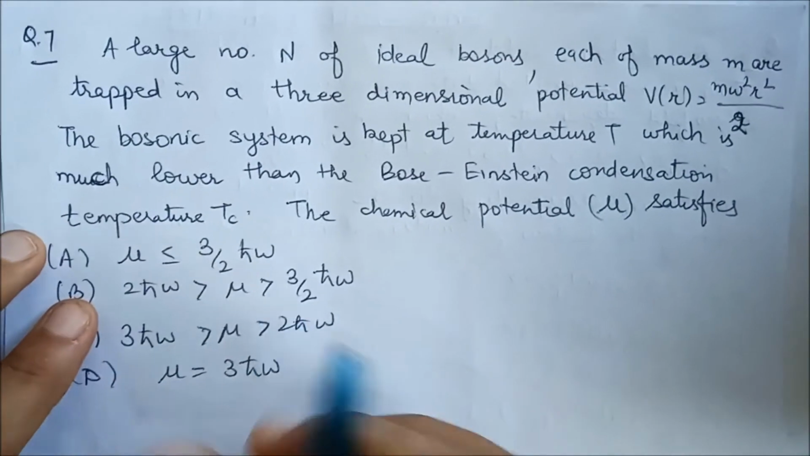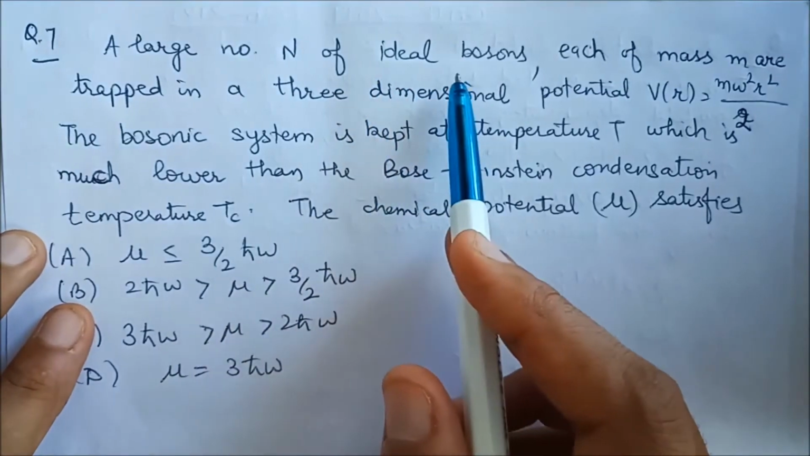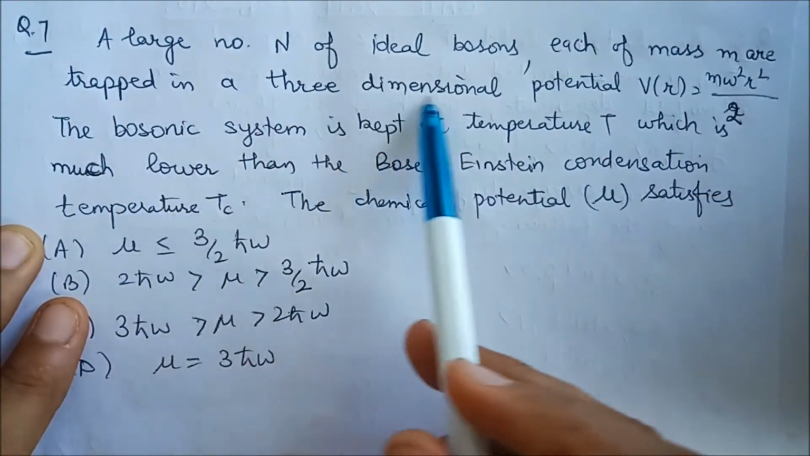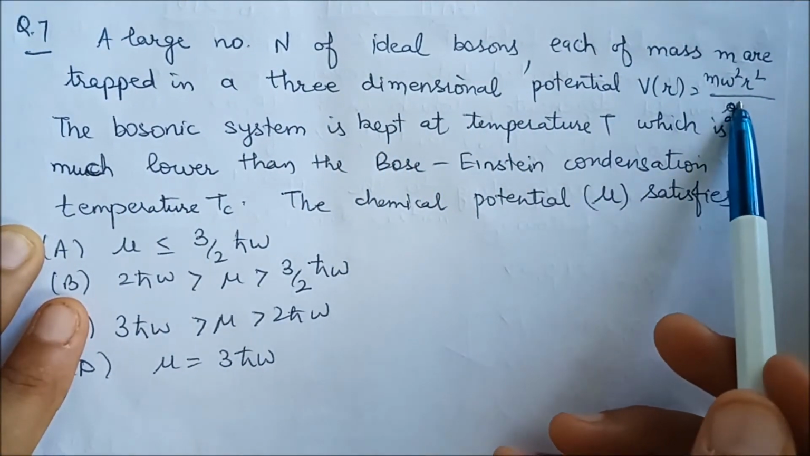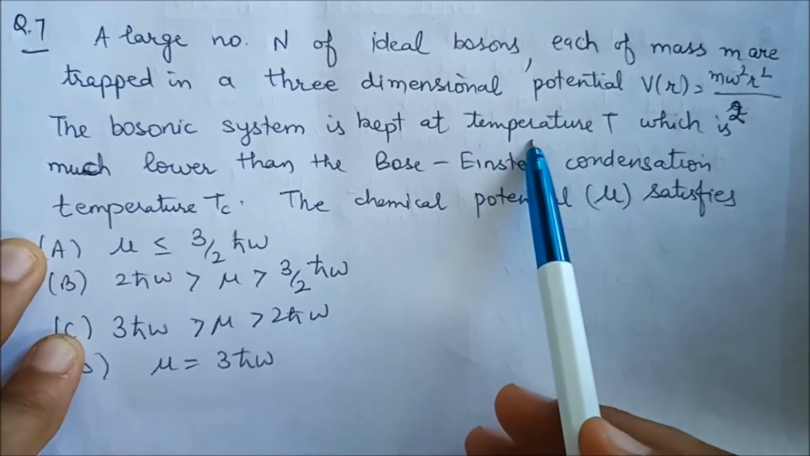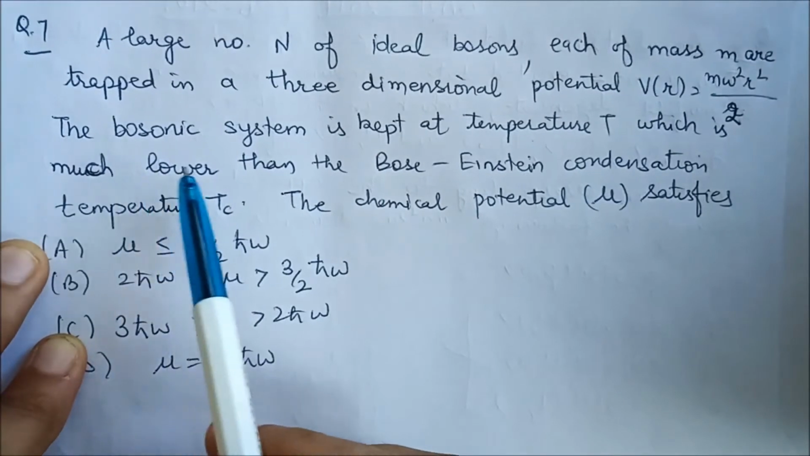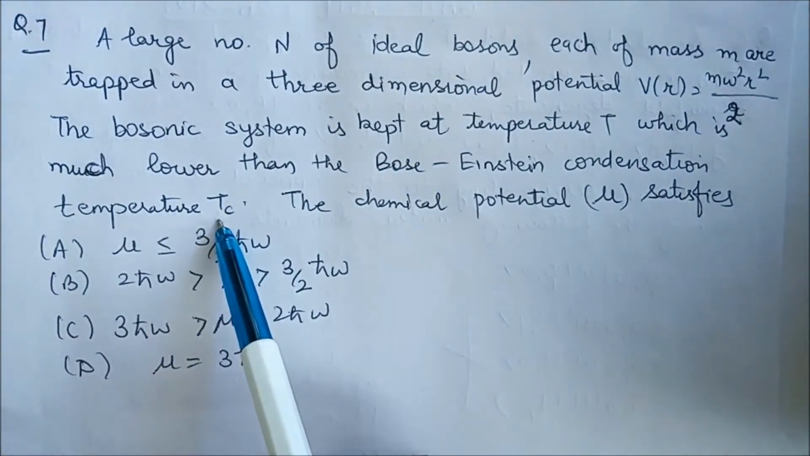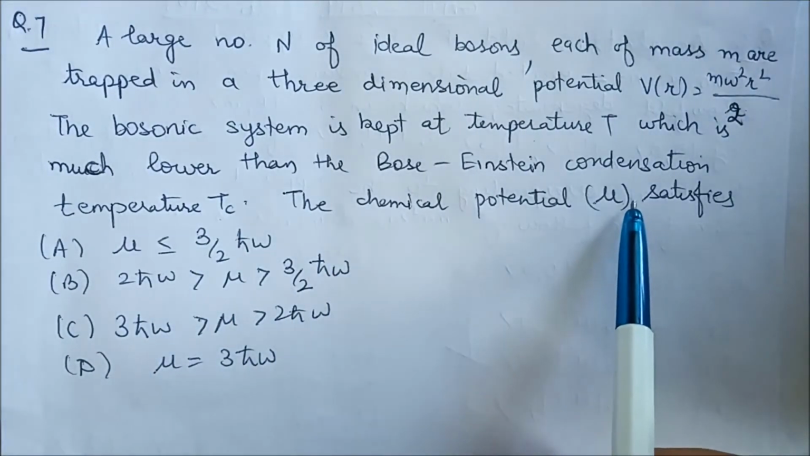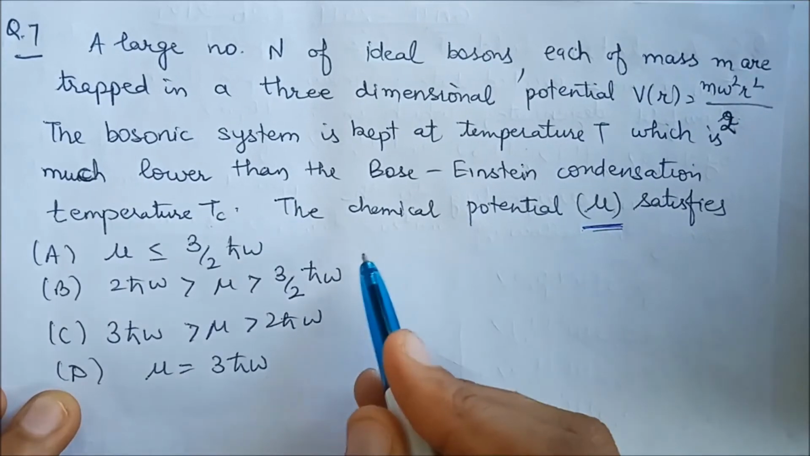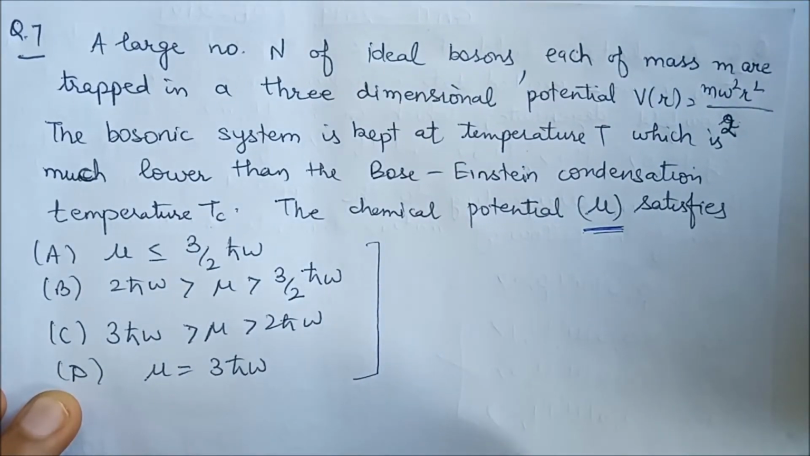Next question is question 7. A large number n of ideal bosons, each of mass m, are trapped in a three-dimensional potential V(r) equal to m omega square r square over 2. The bosonic system is kept at temperature T, which is much lower than the Bose-Einstein condensation temperature Tc. The chemical potential mu satisfies. So इसमें आपको chemical potential mu की value देखनी है कि ये किस condition को satisfy करेगा.